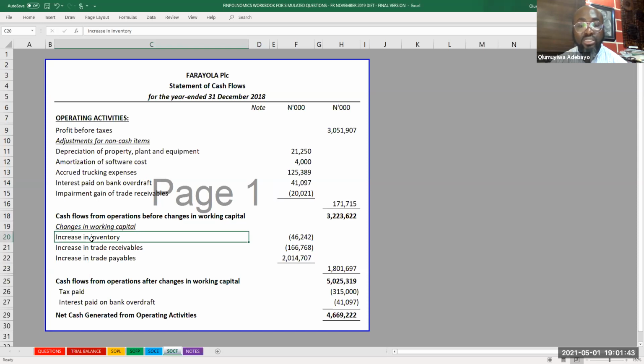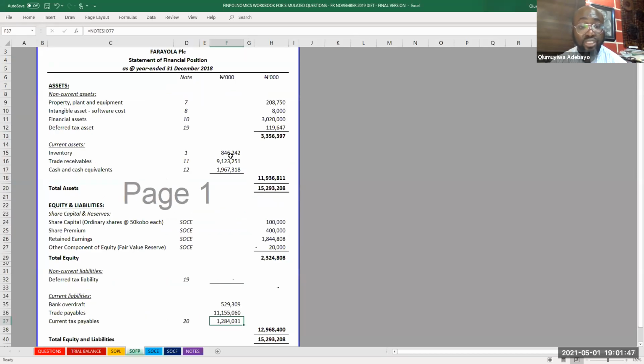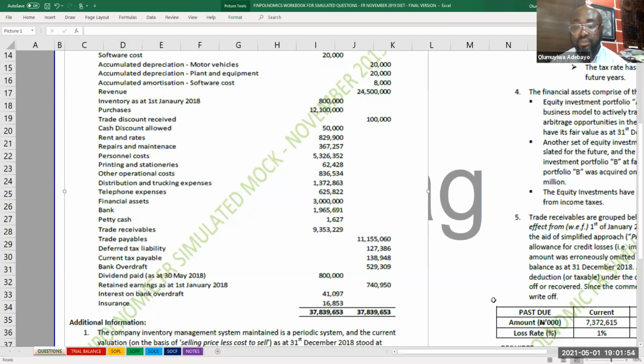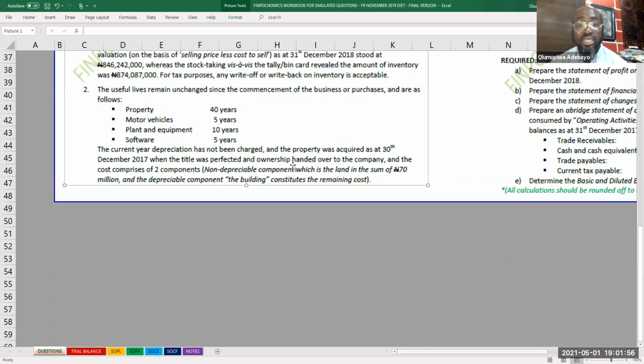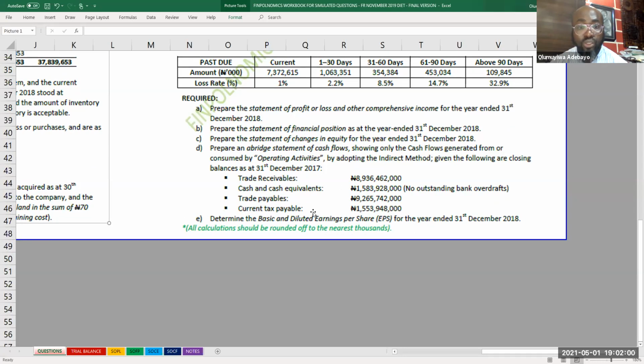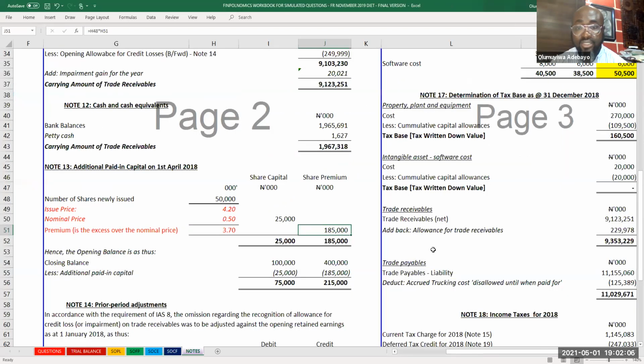Now, increase in inventory is as a result of what we have in our balance sheet as inventory and what we have from the information given to us as our closing balance for last year. Our inventory balance for last year was, okay, you find it from the working we did here.